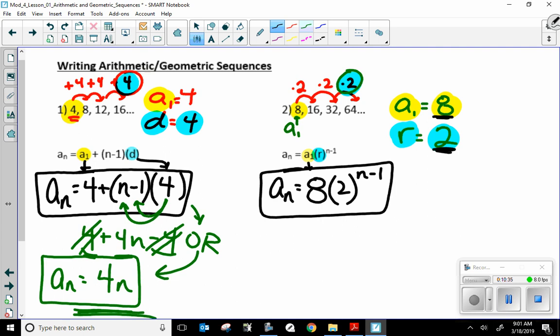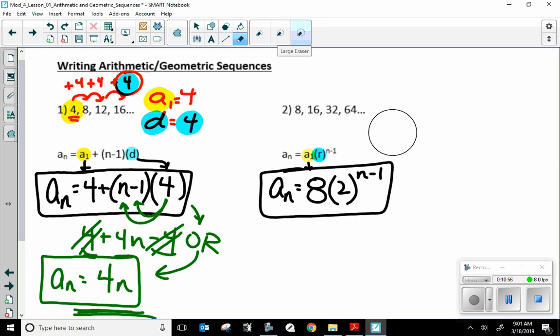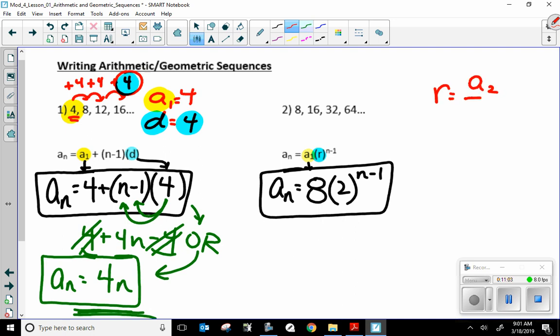Now, I'm saying this for the rare person who might have difficulty identifying a common ratio. This is obvious that it's 2. My common ratio is 2. I'm going to go ahead and erase this. If you are struggling finding out your R value, you can always take the second term and divide it by the first. So you can take one term and divide it by the term in front of it.